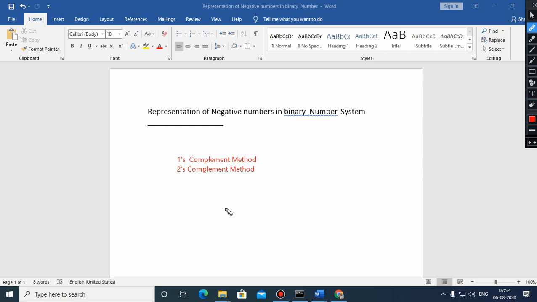Suppose the number is minus 13. First of all, we have to see positive 13. In that case, it is 8, and 4, which is 12, and then 0, and 1. This is 13 in 4 bits. Then 13 in 8 bits with one extra sign bit. The sign bit is 0, so the number is positive. So this is plus 13.